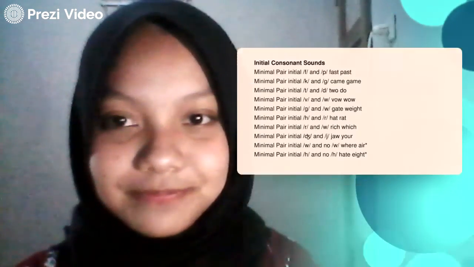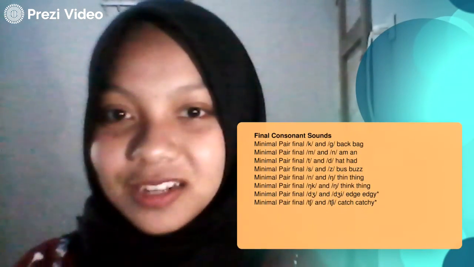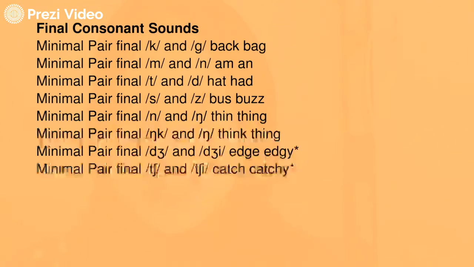Next, final consonant sounds. Minimal pair final k and g, for example, is pack and big. Minimal pair final m and n, for example, is m and n. Minimal pair final t and d, for example, is head and head.